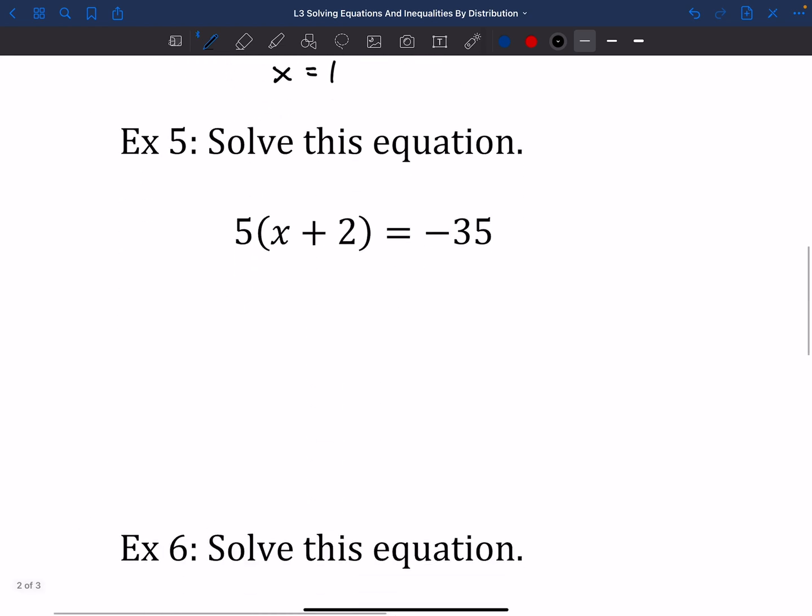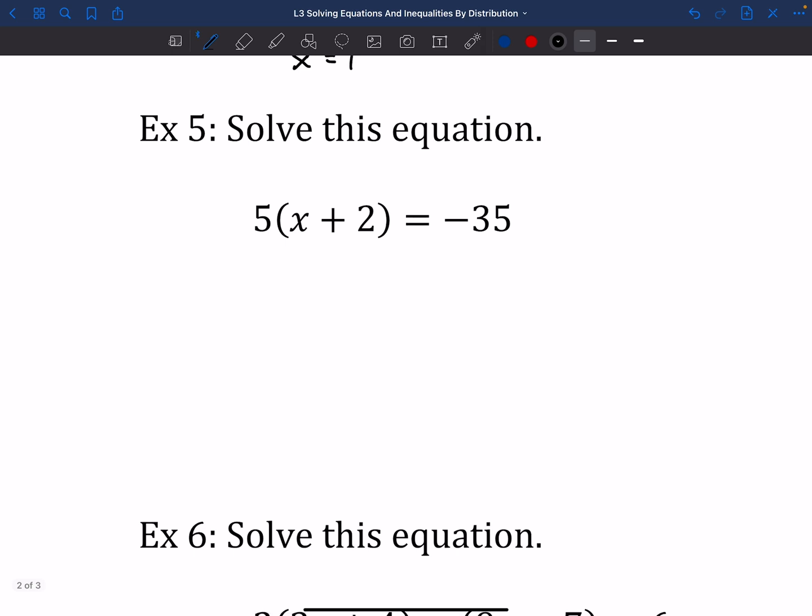Let's take a look at another one. What I'd like you to do, pause here, try at least the first step of this one on your own. Try doing the distribution. If you want to keep on going and see if you get the whole thing right, be my guest.